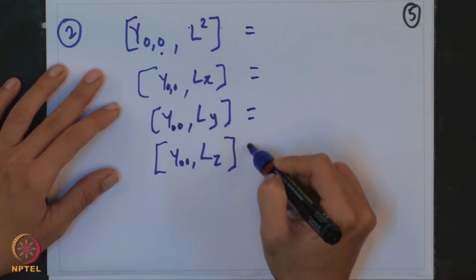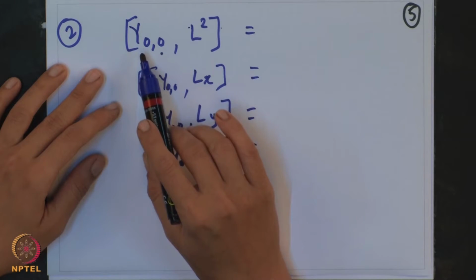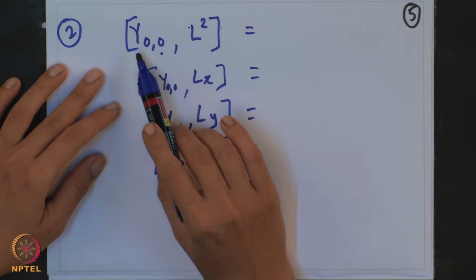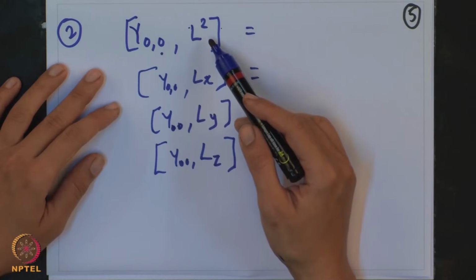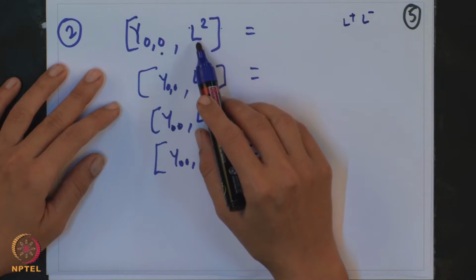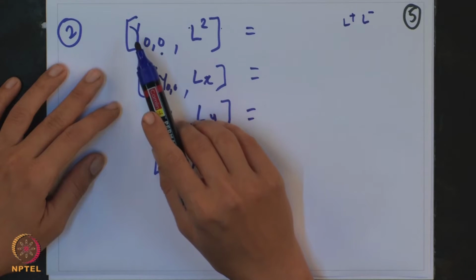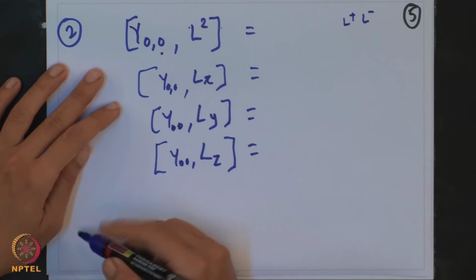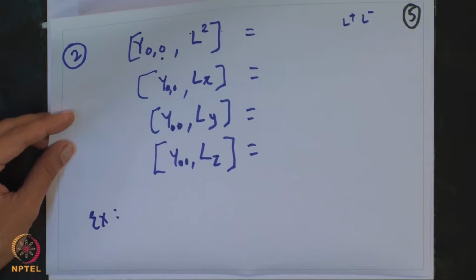So this you need to evaluate, which I think you can easily do by writing L square in polar coordinates and writing down the value of y00. You can either use the ladder operators if you wish, or you can simply write the spherical harmonics and L square in polar coordinates and try to see what you get. So this is an exercise for you, you can try.